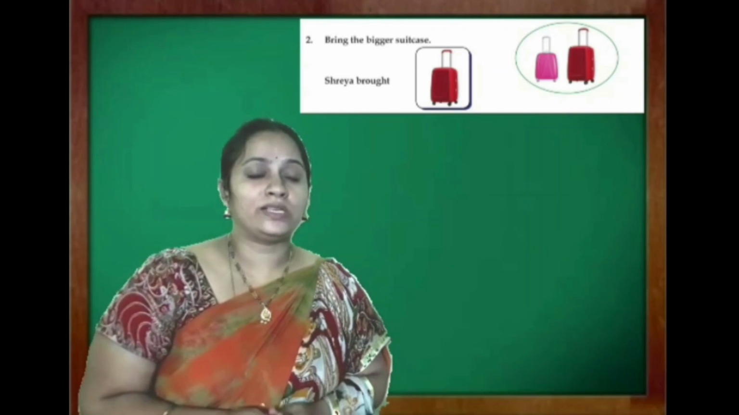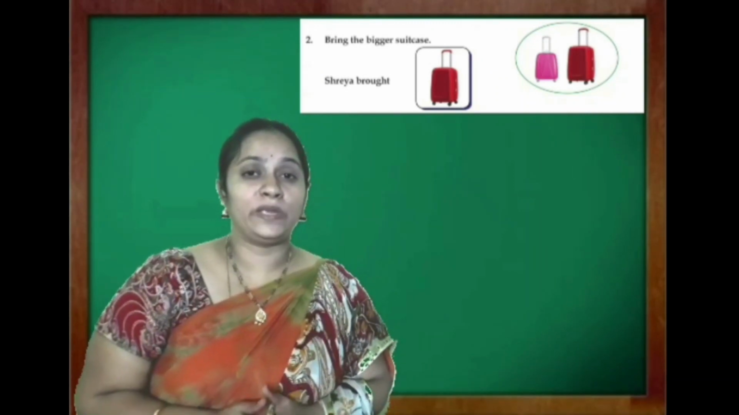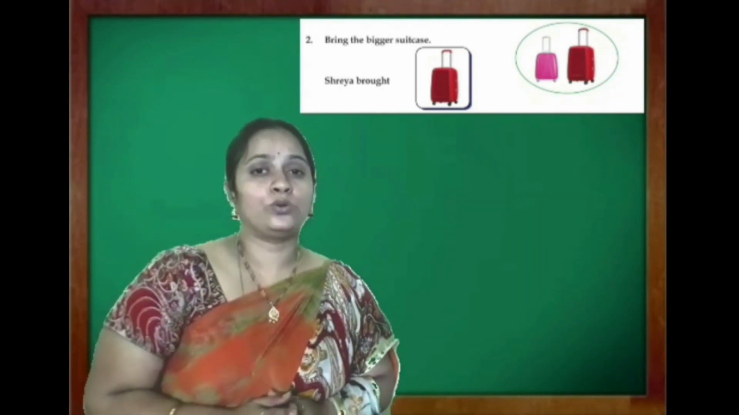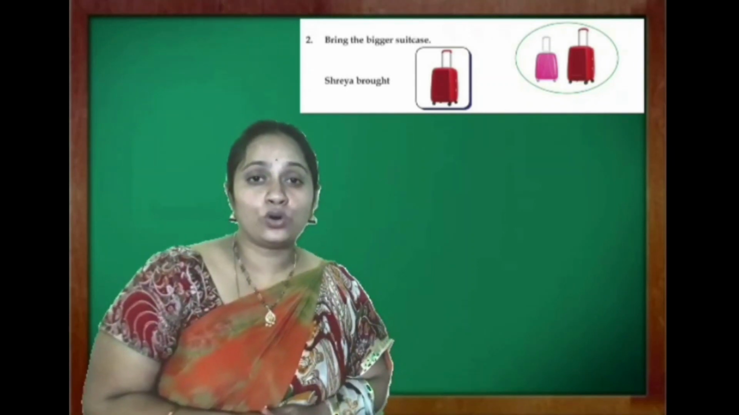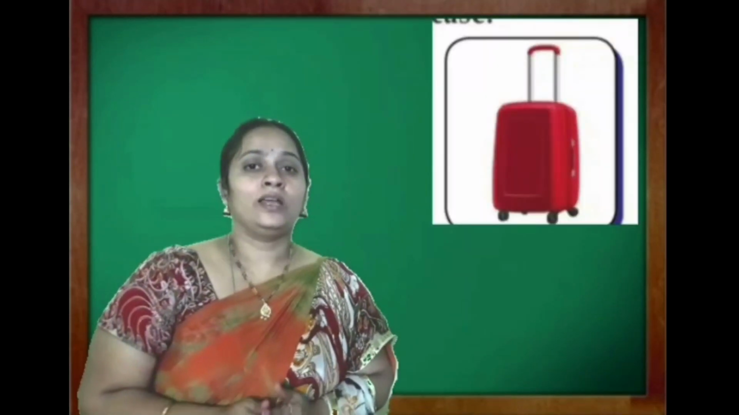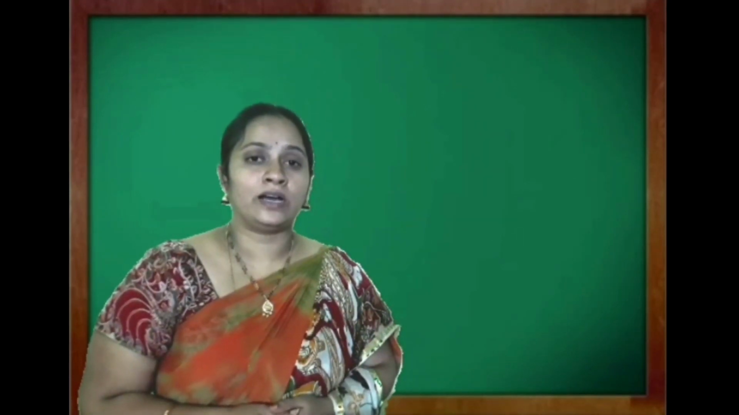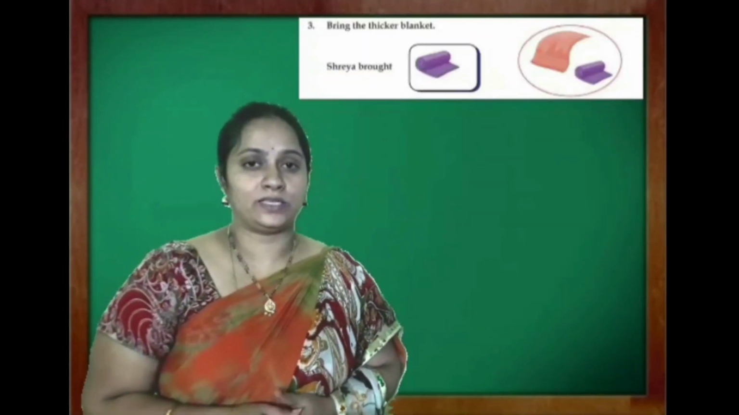In those two suitcases, the red suitcase is bigger than the pink suitcase. So, as her mother told her, Shreya brought the red suitcase. Later, Shreya's mother asked her to bring a thicker blanket.